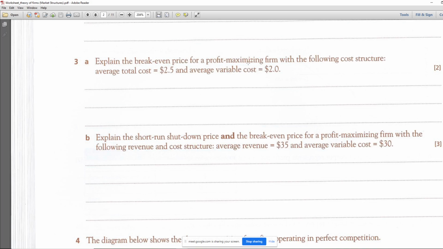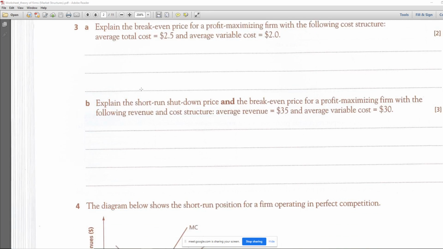So that's the concept. If you're selling your product lower than $2, then you are going to shut down. You are not going to produce, because if you produce, then you will lose more than when you are not producing. Make sure you are able to explain that as well, because when we were doing that past paper question last week, there was a question about the concept of shutdown price. So make sure you can explain it.